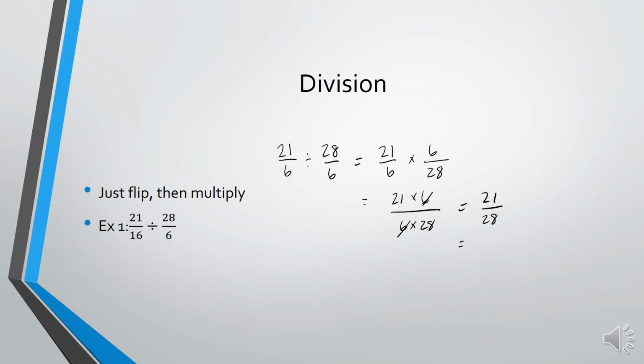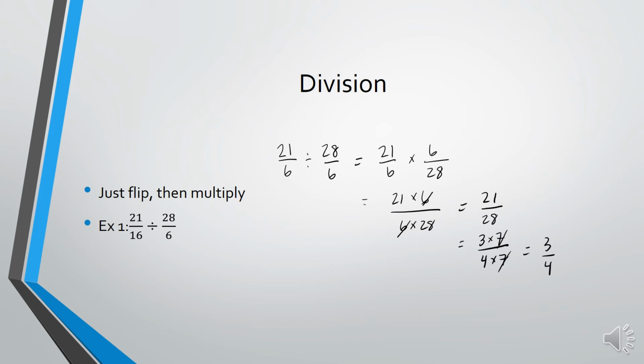But those share a common factor. 7 goes into both 21 and 28, so 21 is 3 times 7, 28 is 4 times 7, so my 7s will cancel, and I'm left with 3/4. So for division, whatever you're dividing by, flip it, and then multiply.